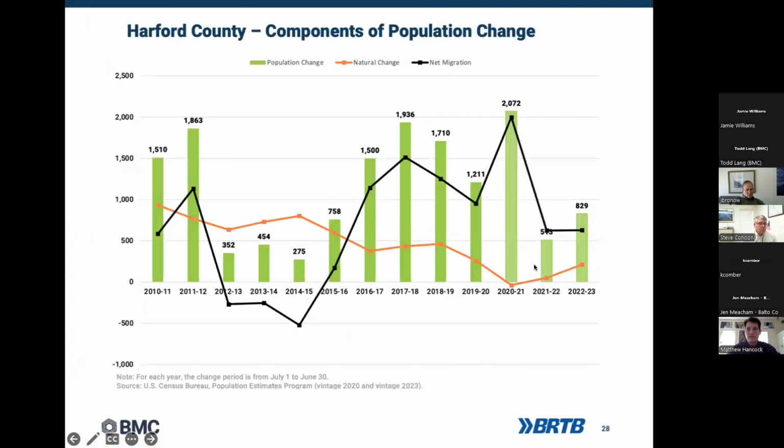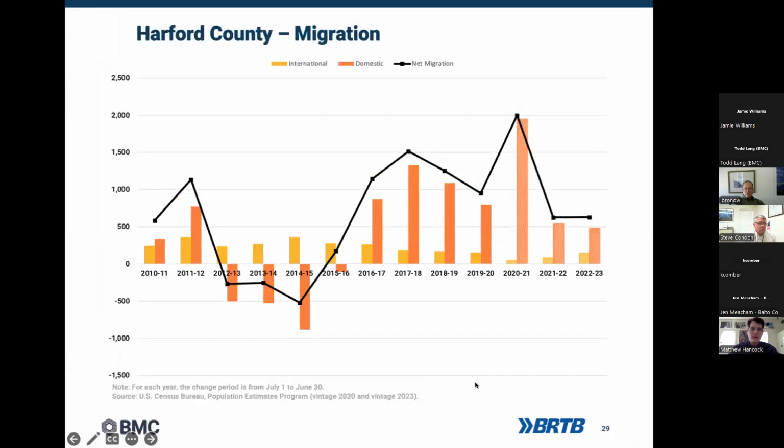You can see here again, migration relatively holding pace with natural change as well. And about the same in migration.